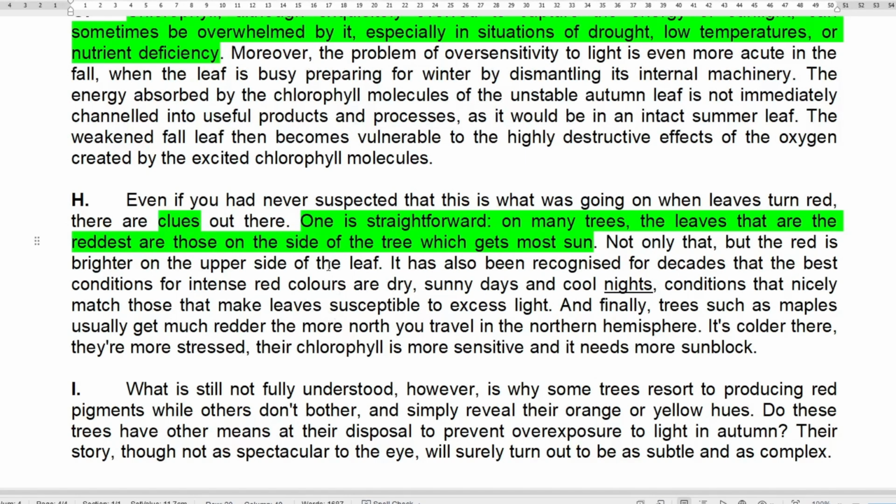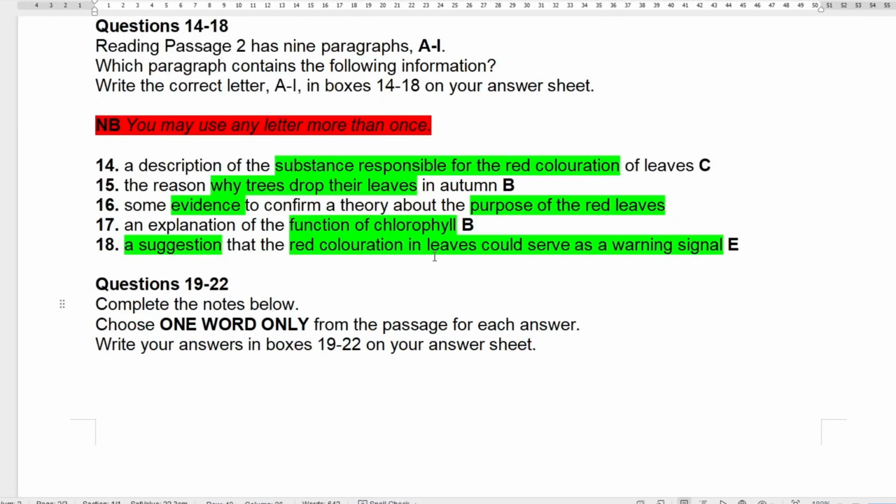Yeah. Meaning, if you have never suspected that this is what was going on when leaves turn red, there are clues out there. One is straightforward. That is saying, so basically, this is the first one. Not only that, meaning this is the second, but the red is brighter on the upper side of the leaf. It has also been recognized for decades that the best conditions for intense red colors are dry, sunny days and cool nights. All right.